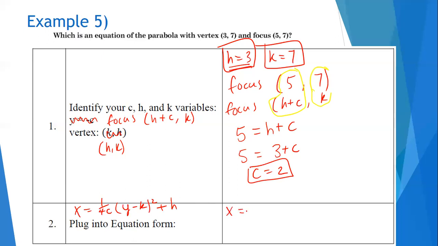Do we really even need to substitute the x for 3? What do you mean? Because you said 3 was the x, right? It's your h. You're just plugging in exactly where it goes. Okay. Yeah, you just plug in exactly where it goes. So we should end up with x equals 1/8 times y minus 7 squared plus 3.